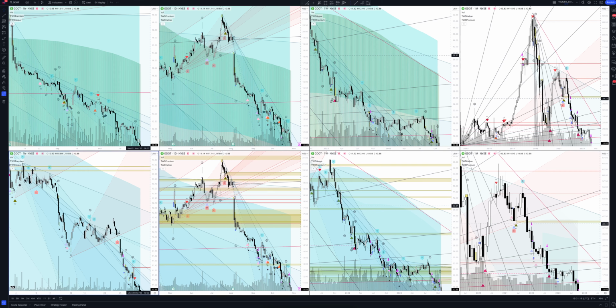Today we will take a look at Green Dot Corp stock. Let's analyze the market situation and find out how you can make money on it. Let's start.